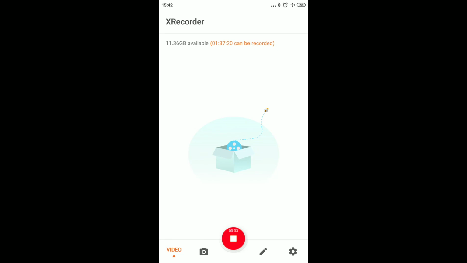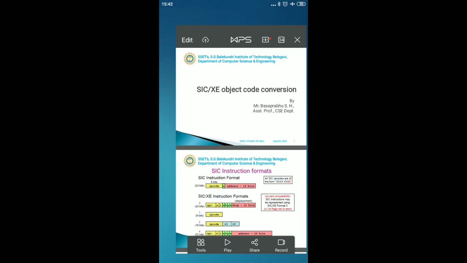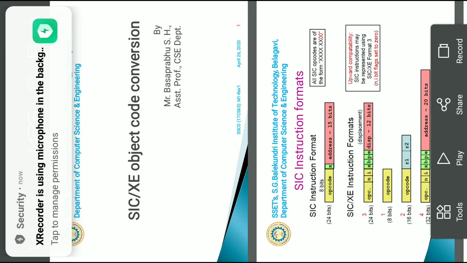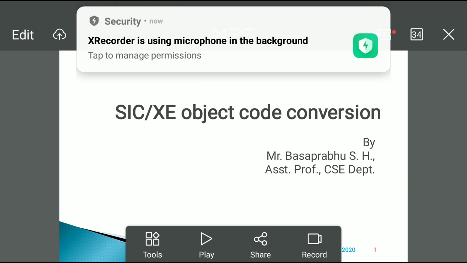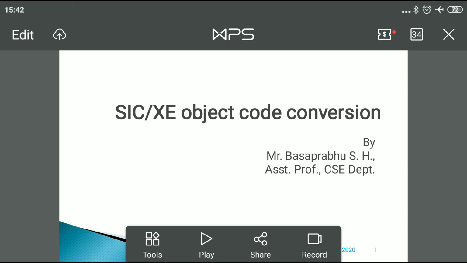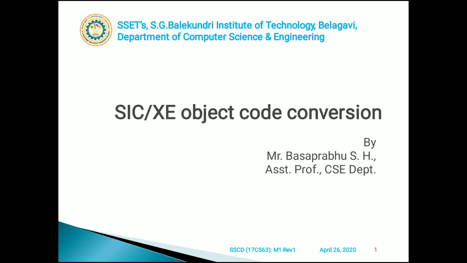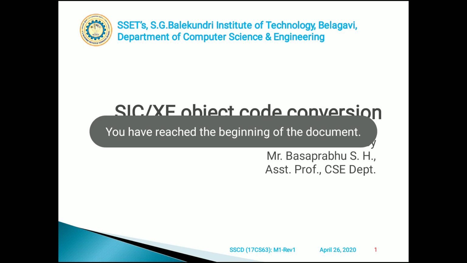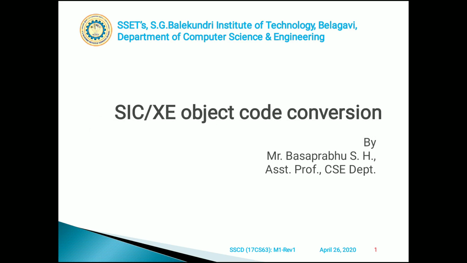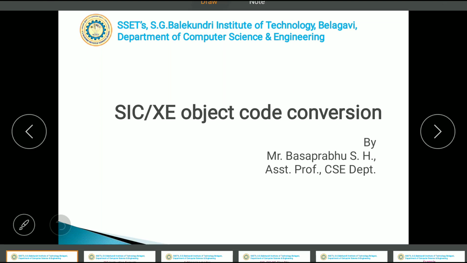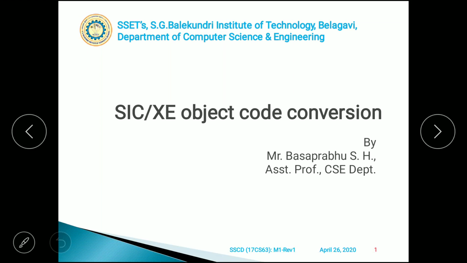Hello everyone. In this session, I am going to discuss the problem which was asked by one of your batchmates: how to convert an SIC assembly code into an object code. Here I will take an example and then let you know how the assembly code is converted into an object code.